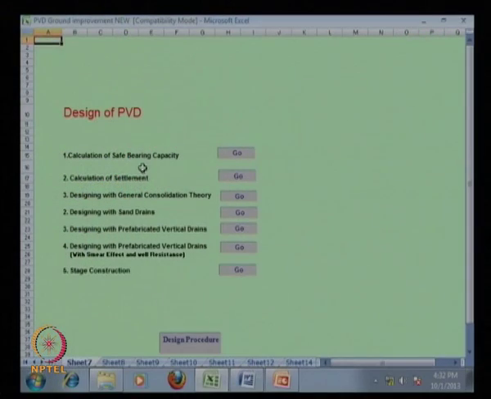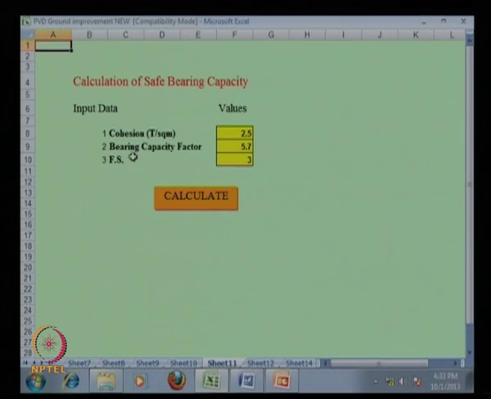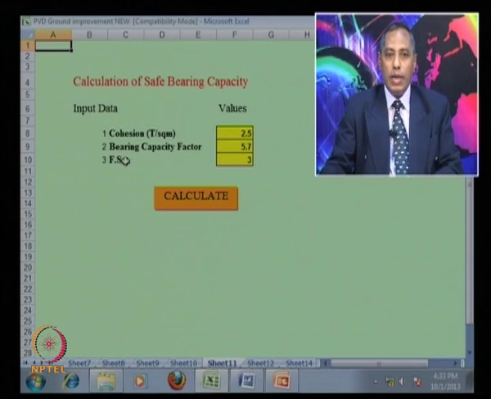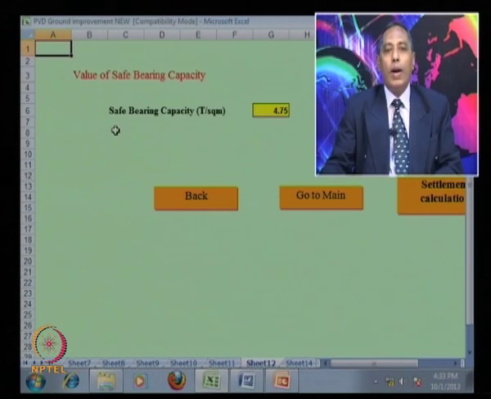I will show you that Excel program for this design of the PVD. So, first, the calculation of shape bearing capacity. You can put the input data: cohesion 2.5 ton per square meter, bearing capacity factor 5.7, factor of FC 3. So, you can calculate. So, you find the shape bearing capacity is 4.75 ton per square meter.